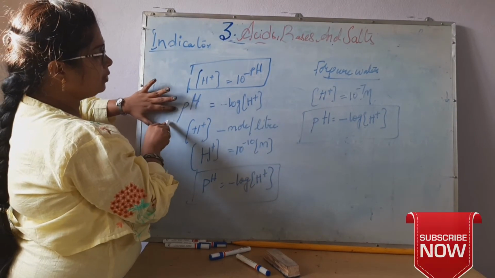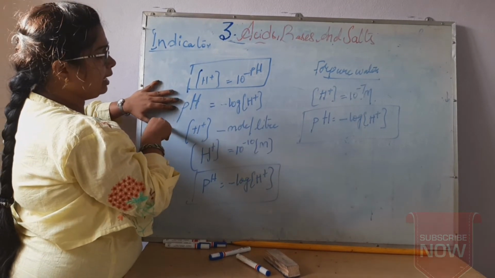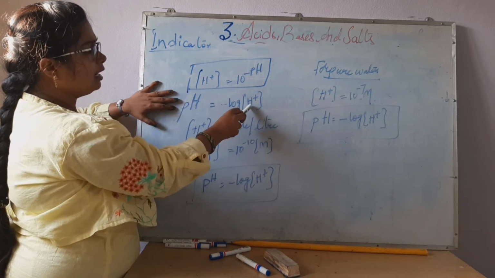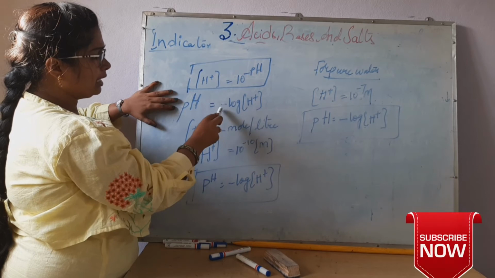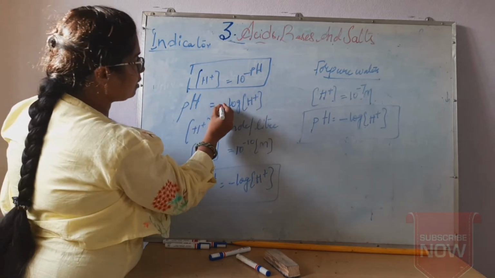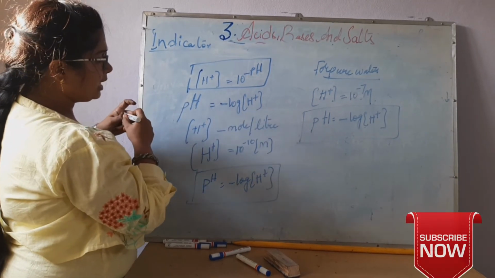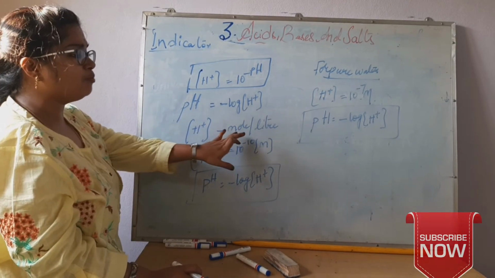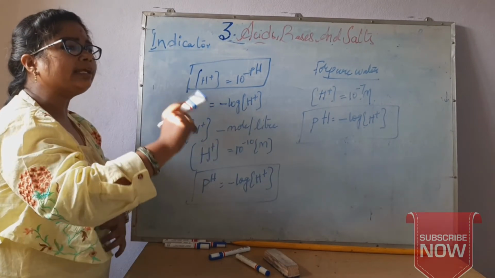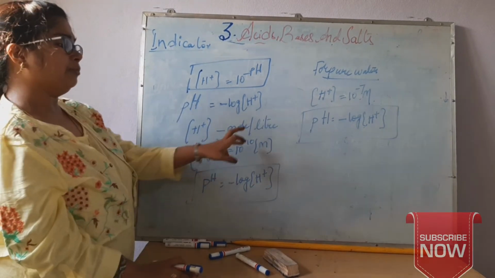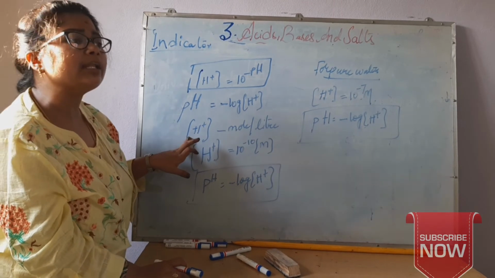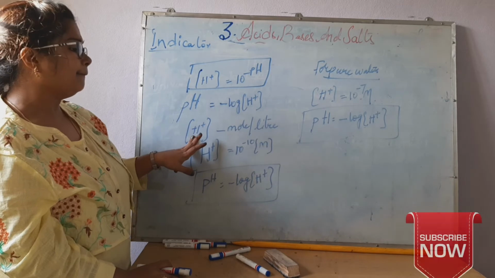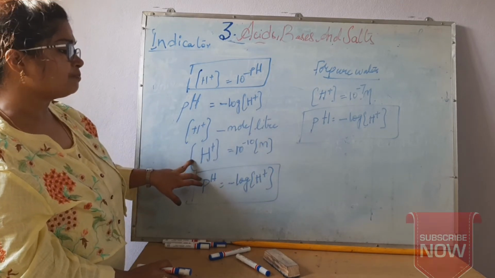So pH value is nothing but, applying log, pH equals minus log H plus. Now see, H plus is nothing but hydrogen concentration, given in moles per liter. For 1 liter, how many moles of H is there? That will give you the concentration of acid or base.